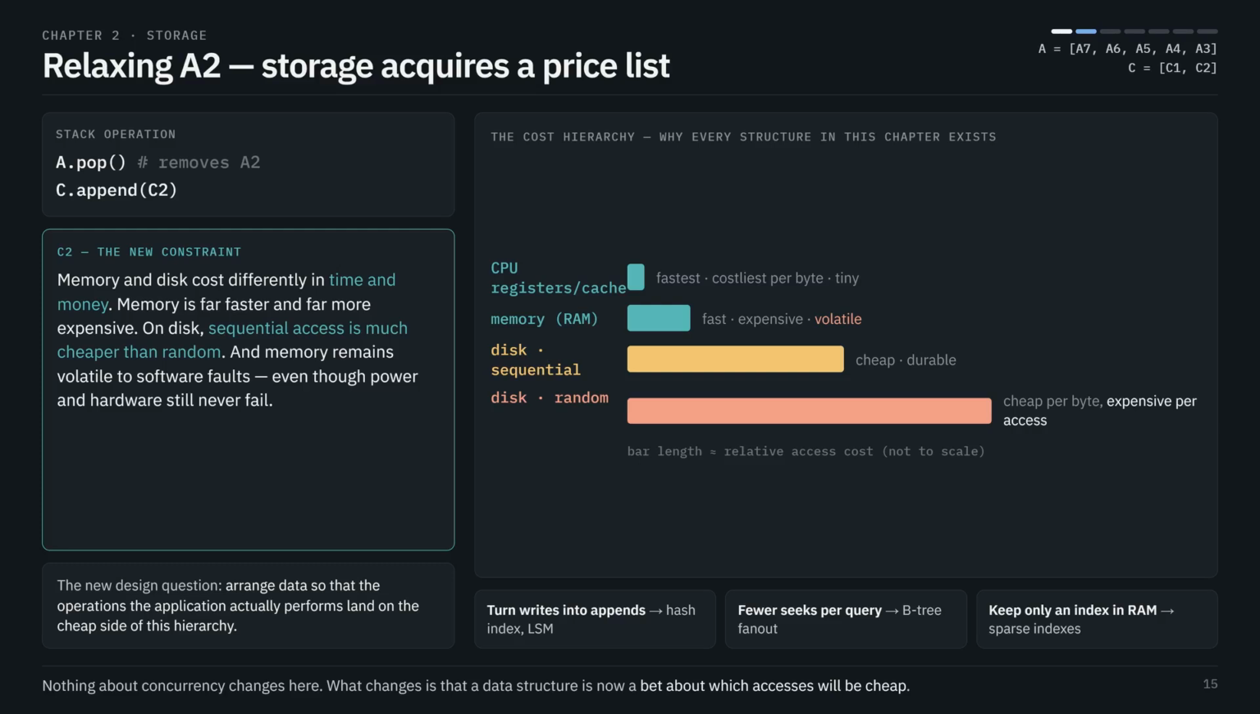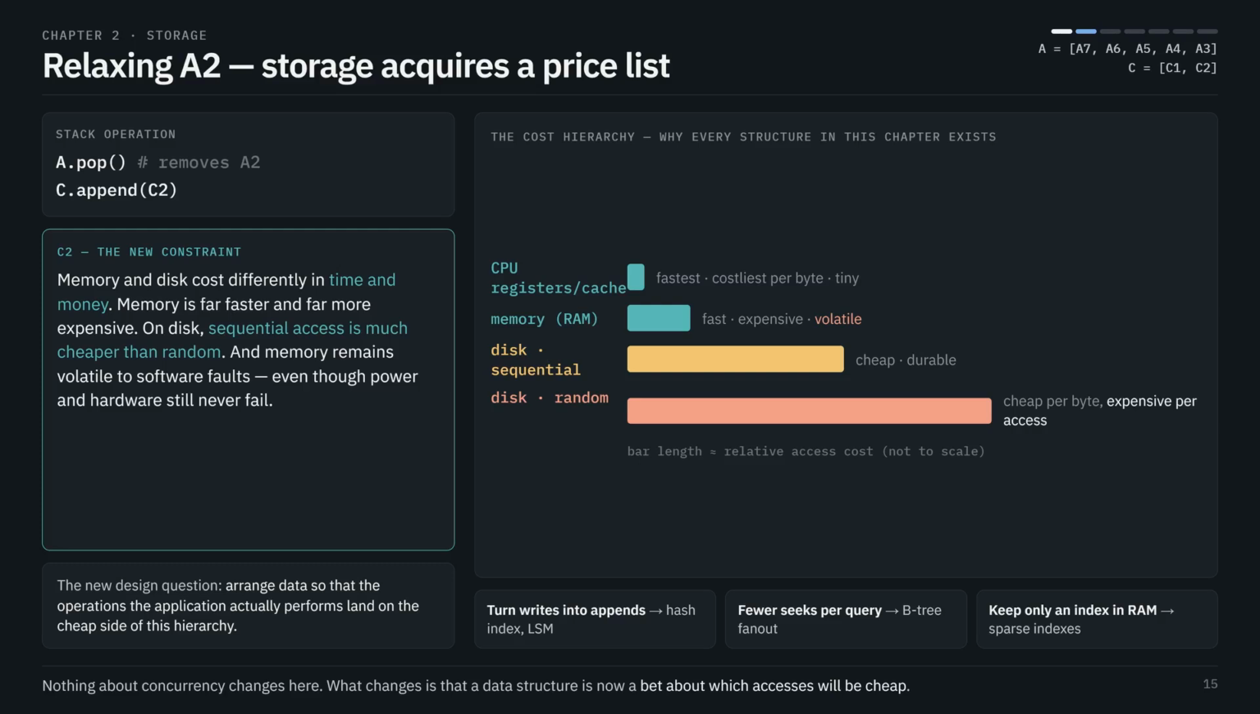Chapter 2. Storage. We pop A2 and we append C2. Here is the new constraint. Memory and disk access incur different costs in both time and money. Memory is significantly more expensive and much faster to access than disk. And on disk, sequential access is substantially cheaper than random access.